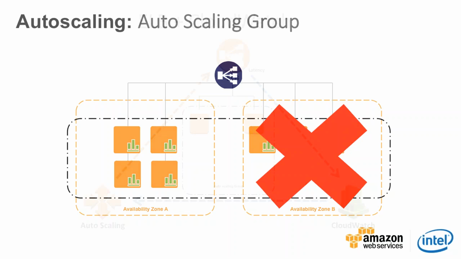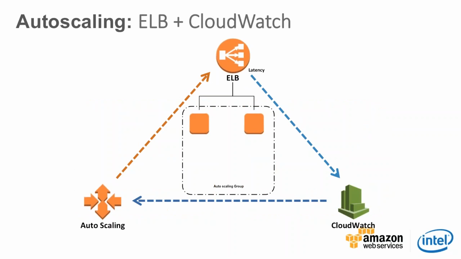Independently, they work really well. Elastic Load Balancer does what it does really well. Combine CloudWatch metrics and auto-scaling, and they work really, really well, and you get a lot of flexibility. We're going to get into a quick demo.